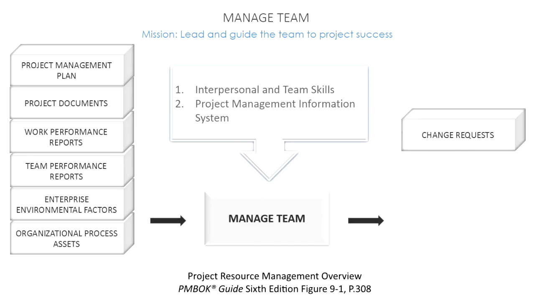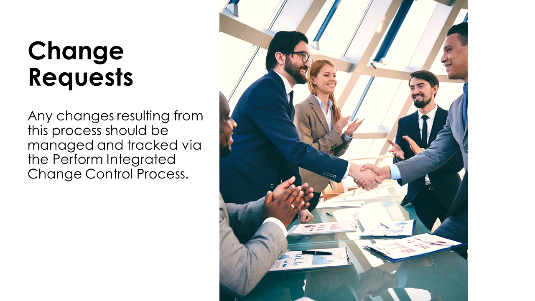The first output is change requests. Change requests as a result of your assessing the team. Perhaps you realize, hey, Phil needs more training. He needs more coaching. He's weak in this area. You could also submit change requests through the usual loop. Go into the Perform Integrated Change Control process first, and these staffing changes will need to be approved or rejected on many a project.